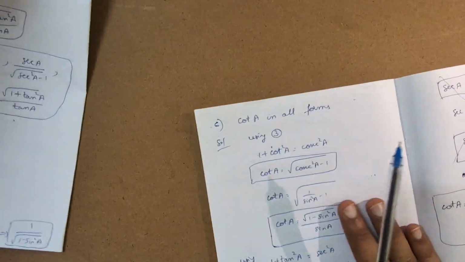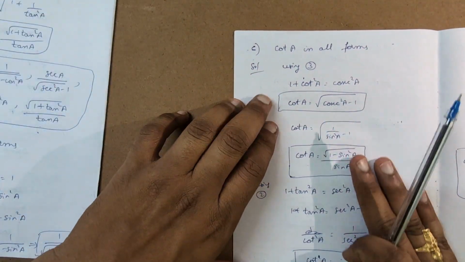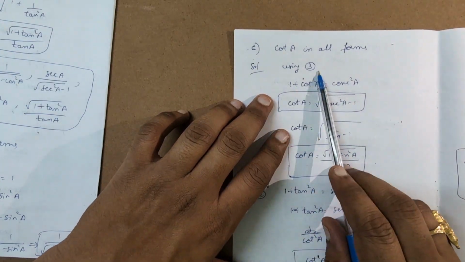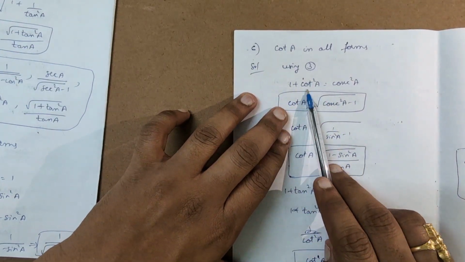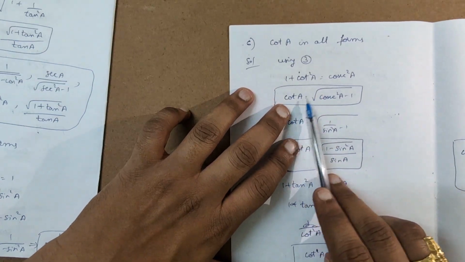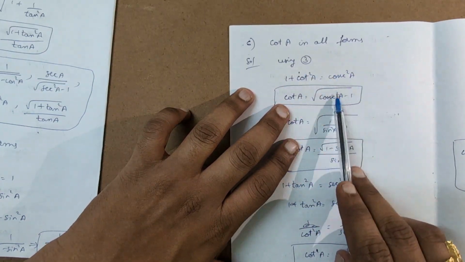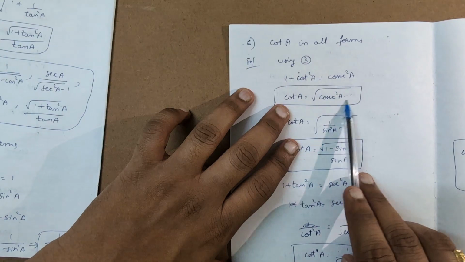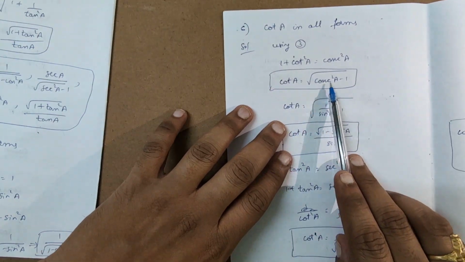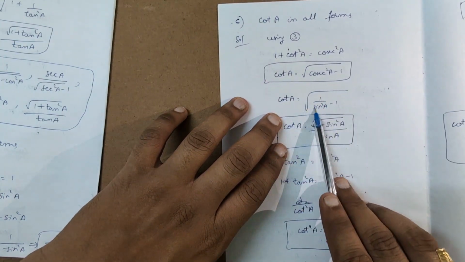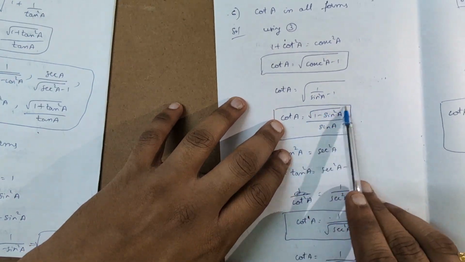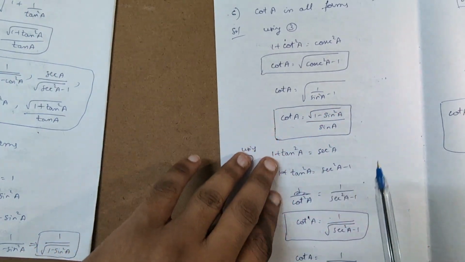Let's go with our last one, that is cot A in all forms. First, I am using the relation 1 plus cot square equal to cosecant square A. Cot A will become, if you move 1 to the right side, it will be minus 1, so root of cosecant square A minus 1. Just replace cosecant with 1 by sine. So cot A equal to root of 1 by sine square minus 1, and cot A will be simply root of 1 minus sine square A by sine.